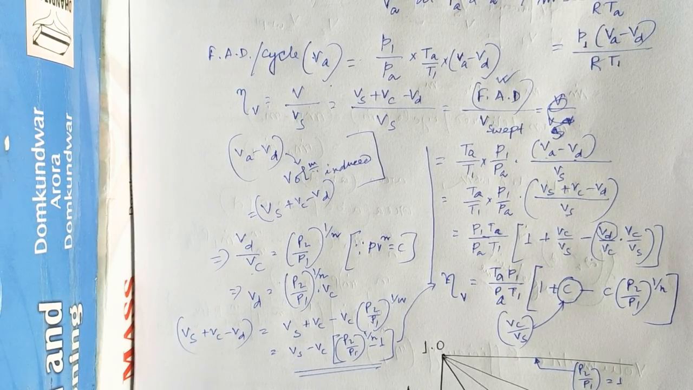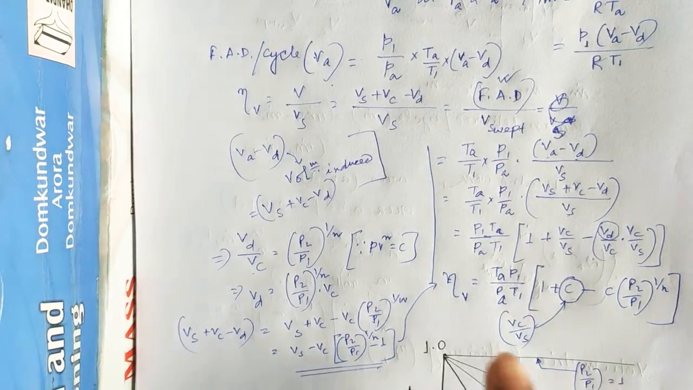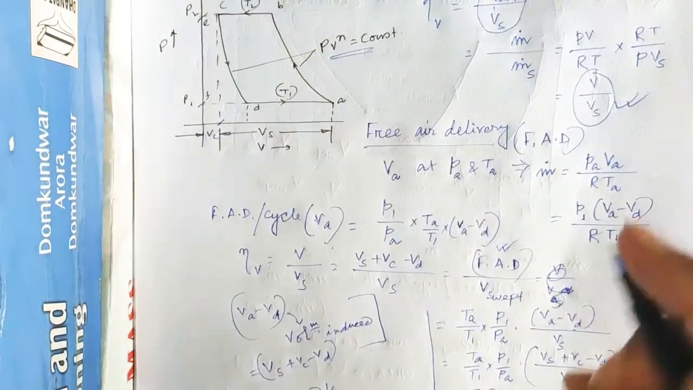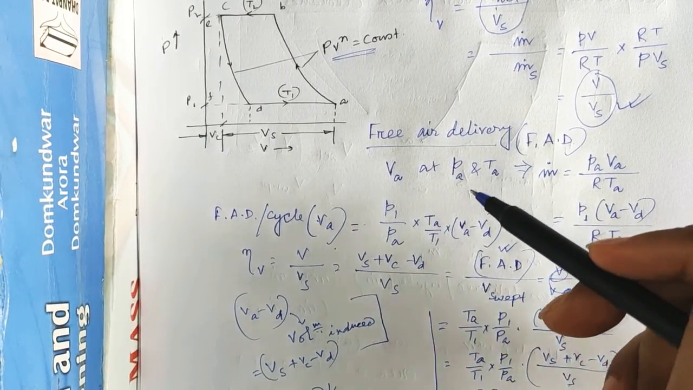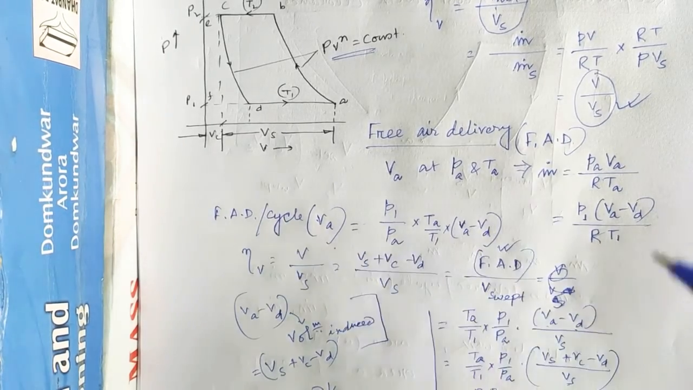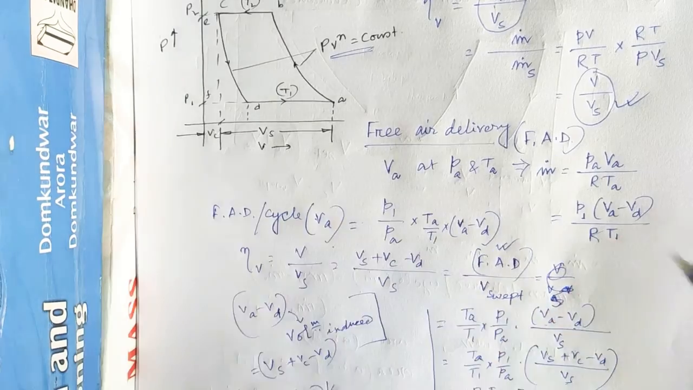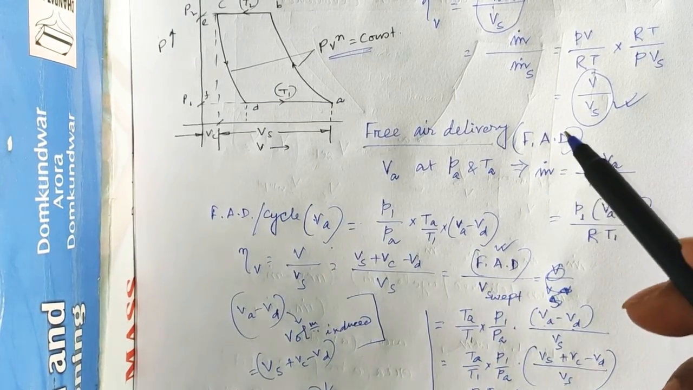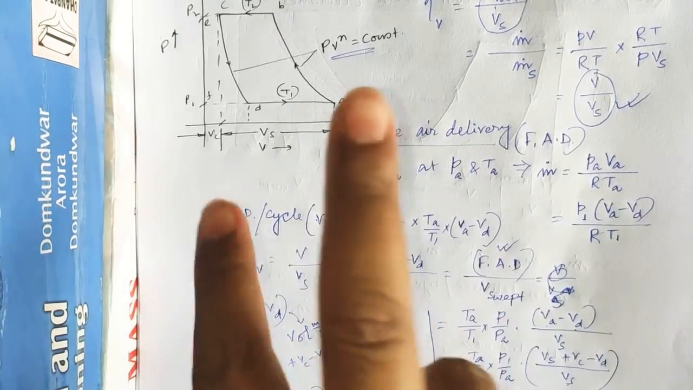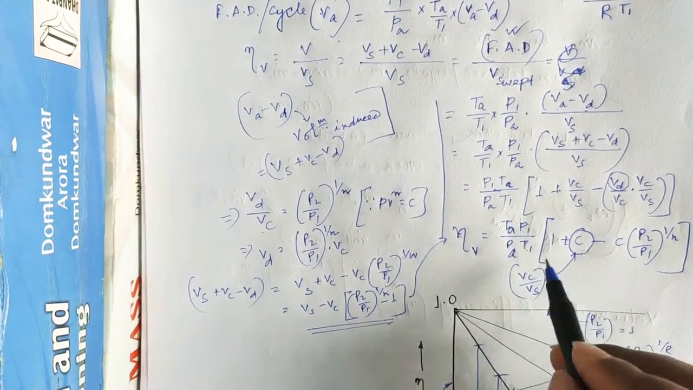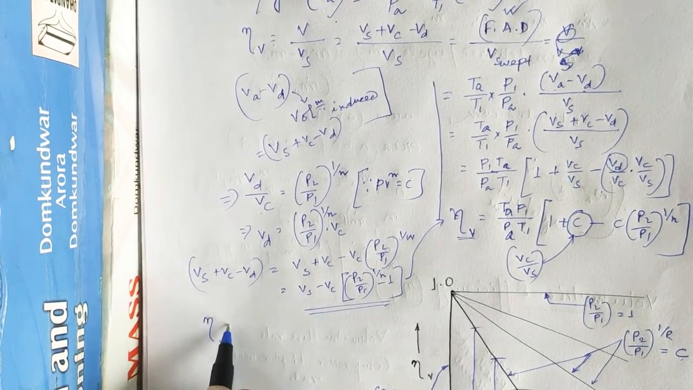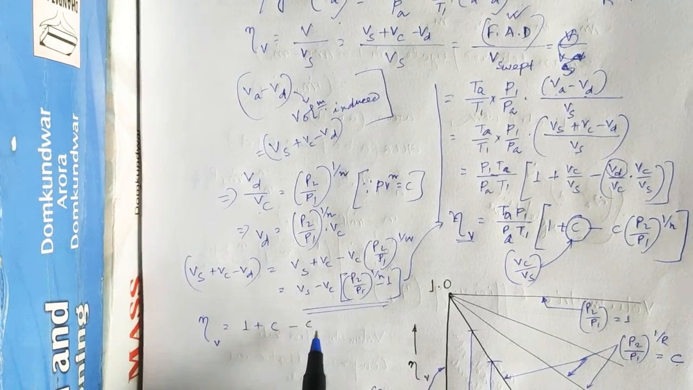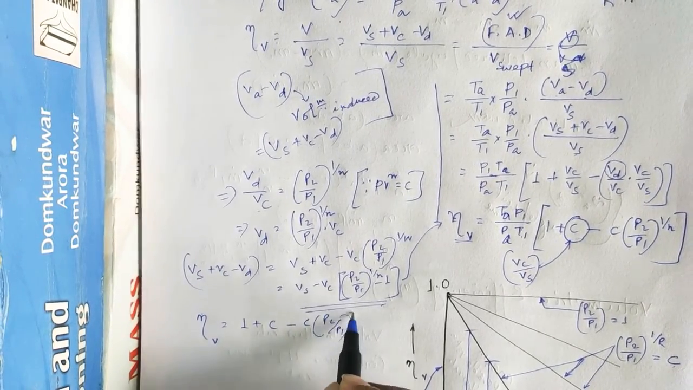Now, in the free air condition, since we have defined free air delivery as the actual volume of air delivered by a compressor, measured at the pressure and temperature of the atmospheric condition in which the machine is situated, if we consider that the environmental condition where the machine is situated matches the atmosphere, that means if T1 equals Ta and P1 equals Pa, then the final expression of volumetric efficiency can be written as eta V equal to 1 plus C minus C into (P2 by P1) to the power 1 by n.